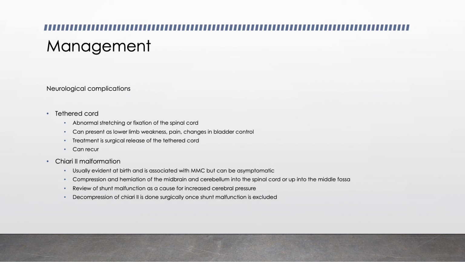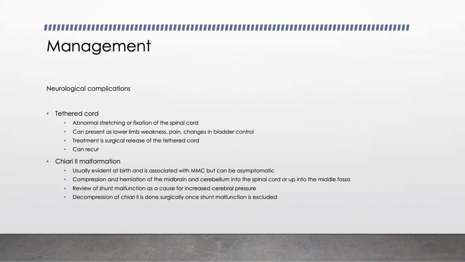Neurological complications continued. So a tethered cord. This is abnormal stretching or fixation of the spinal cord. It can present as lower limb weakness, pain, changes in bladder and bowel control. Treatment is surgical release of the tethered cord, and once released, this can reoccur.